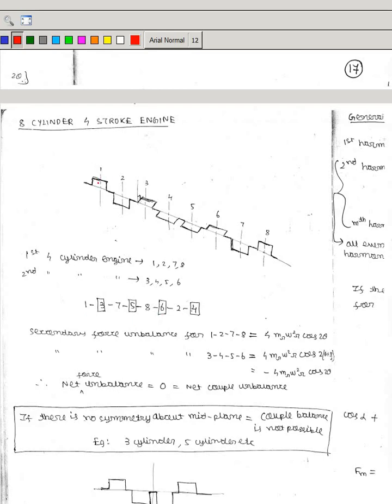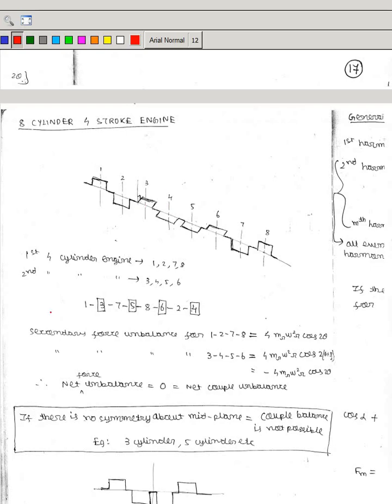1782 is the firing order for the outer 4-cylinder engine, and 3564 is the firing order for the inner 4-cylinder engine. And the inner 4-cylinder engine, the plane of the outer 4-cylinder engine and the plane of the inner 4-cylinder engine is 90° apart. So if one makes theta with some reference angle, then this 3 makes theta plus 90° with that reference angle.